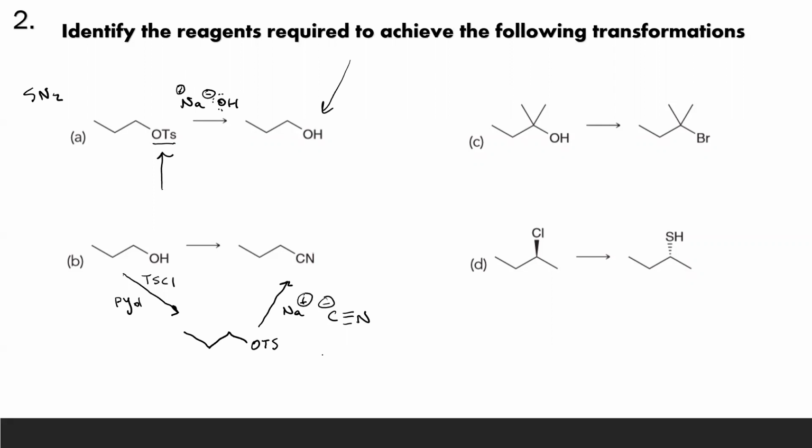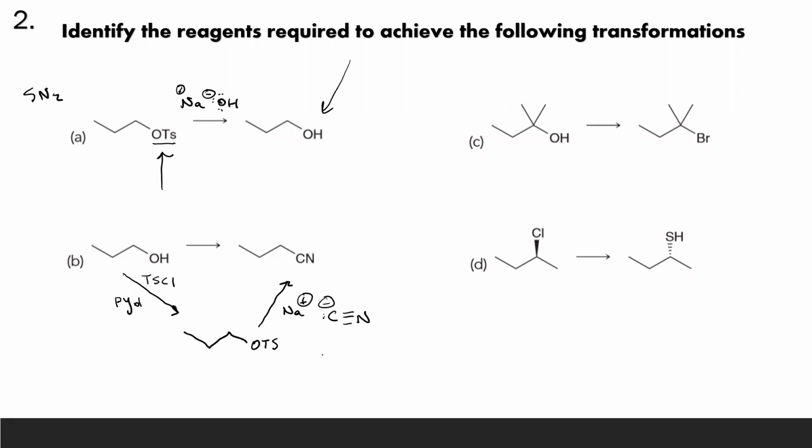Sodium cyanide is something that you guys were mentioning when I was going through the review session. This is a really common reagent that's used for SN2 processes. It's used in the synthesis of carboxylic acids. So this is something that you will see commonly. If you haven't seen it yet, it's something that you might want to write down.